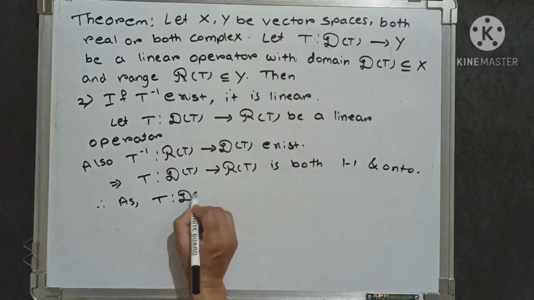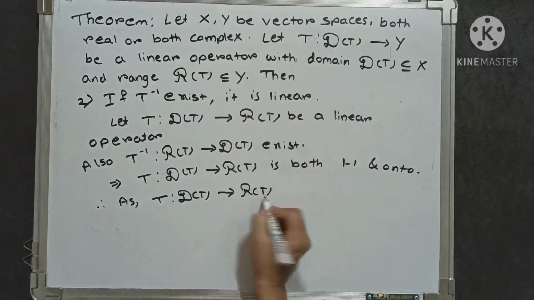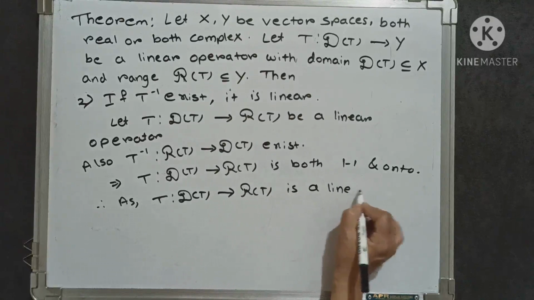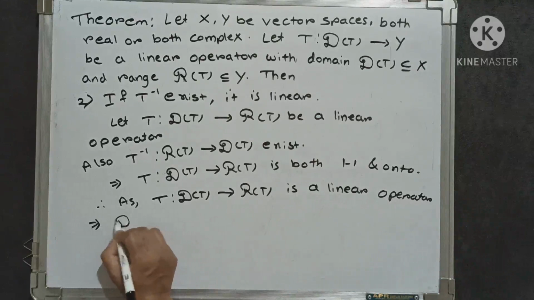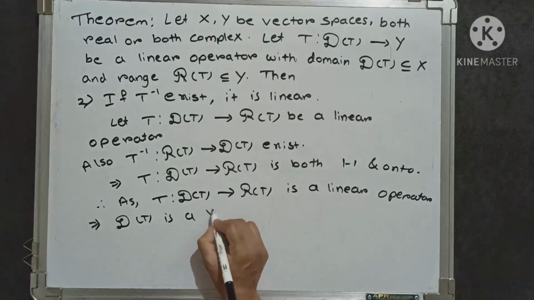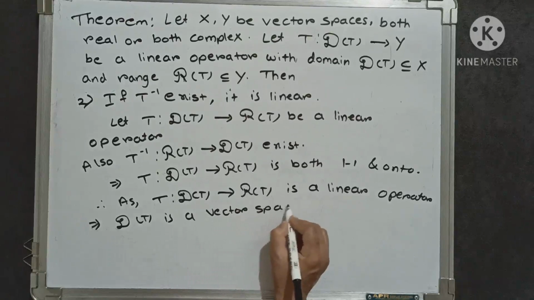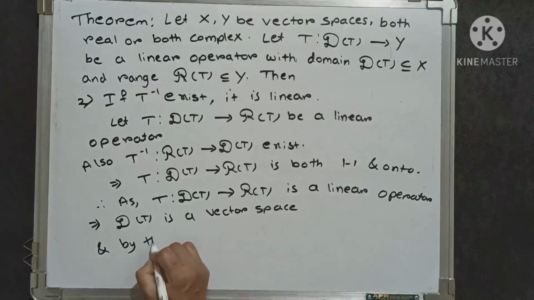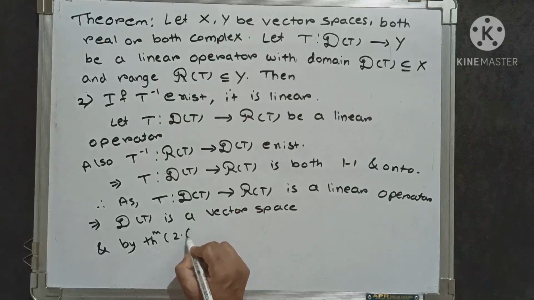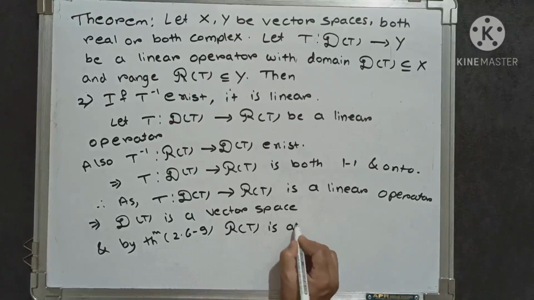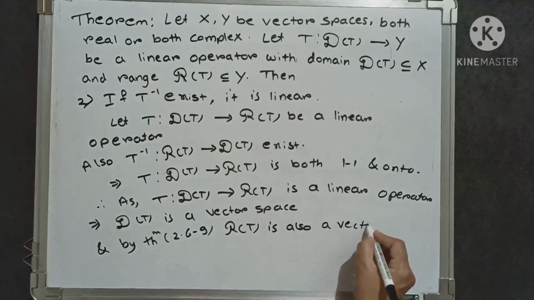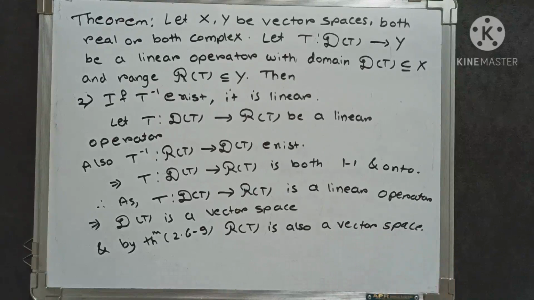Therefore, as capital T, which is from script D of T to script R of T, is a linear operator, this implies that script D of T is a vector space, and by the theorem, that theorem is 2.6.9 of Kreyszig, the range script R of T is also a vector space. Now script R of T is a vector space.